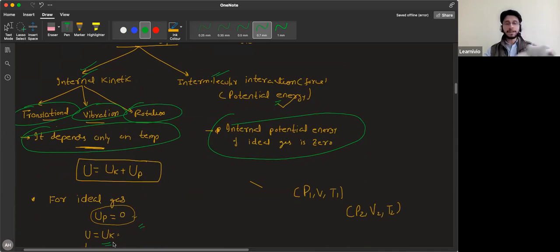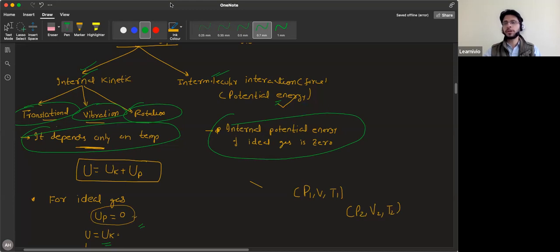So Adriel, can I say that the internal energy of an ideal gas depends only on temperature? For internal kinetic? No, just internal. I'm saying the total internal energy of an ideal gas depends only on temperature. Is this statement correct? No. Why? Why not? So other external properties as well.